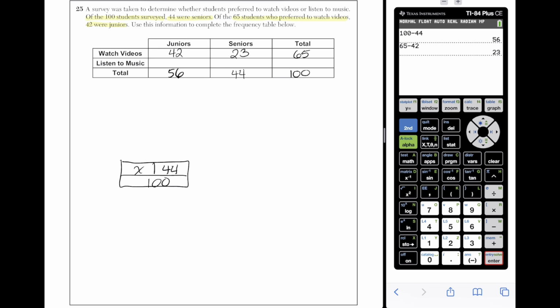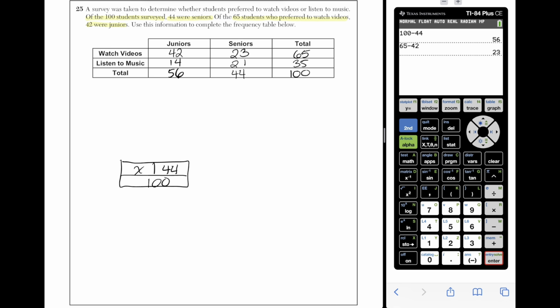Now, for this middle row, you can still figure it out because now you can just add down the other way. 42 plus what will give you 56. And if you're doing your math in your head, you can probably just figure out it's 14. 14 plus 42 is going to give you 56, and you can do the same thing here. 23 plus what is going to give you 44, 21. And then you can do the last one. 65 plus 35 is going to give you 100. And that's basically what it is.